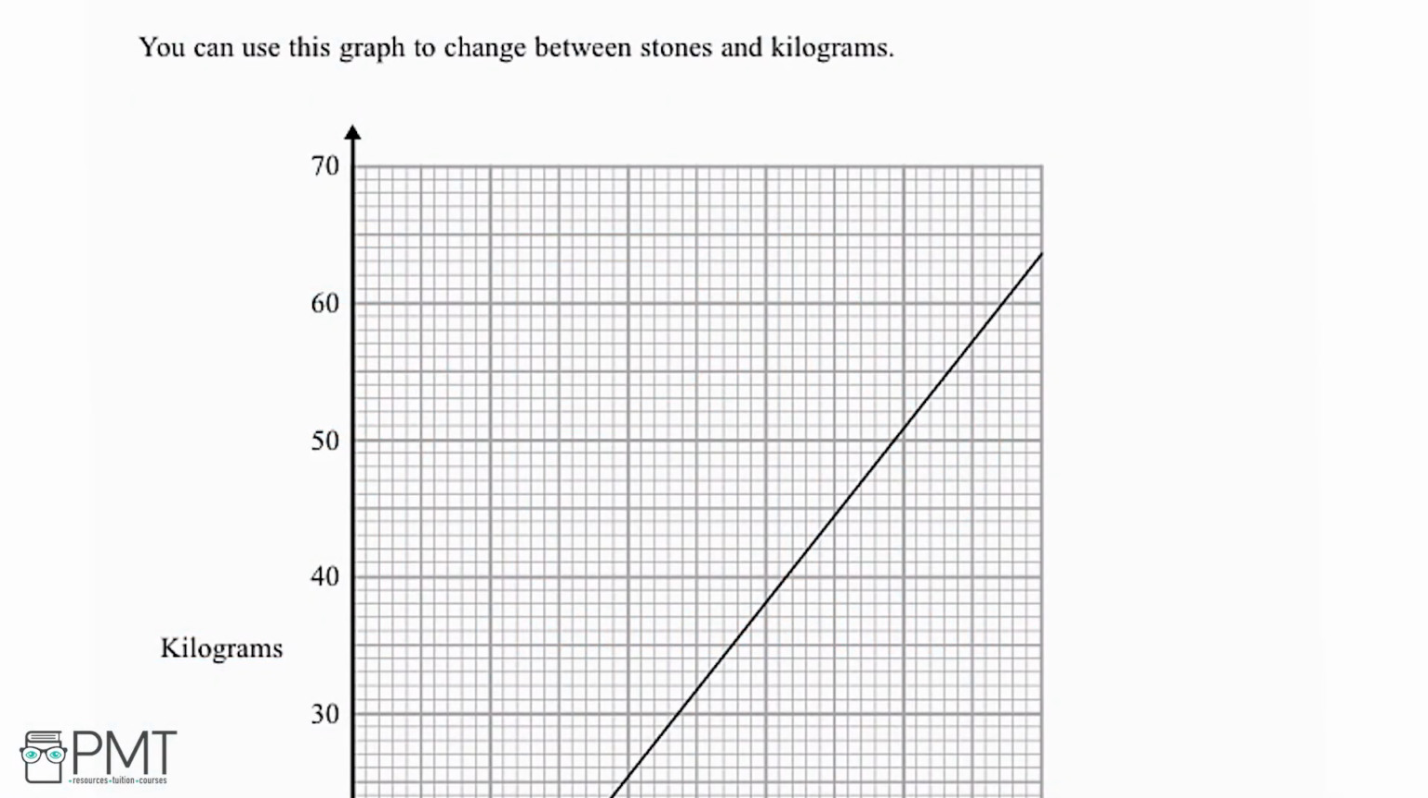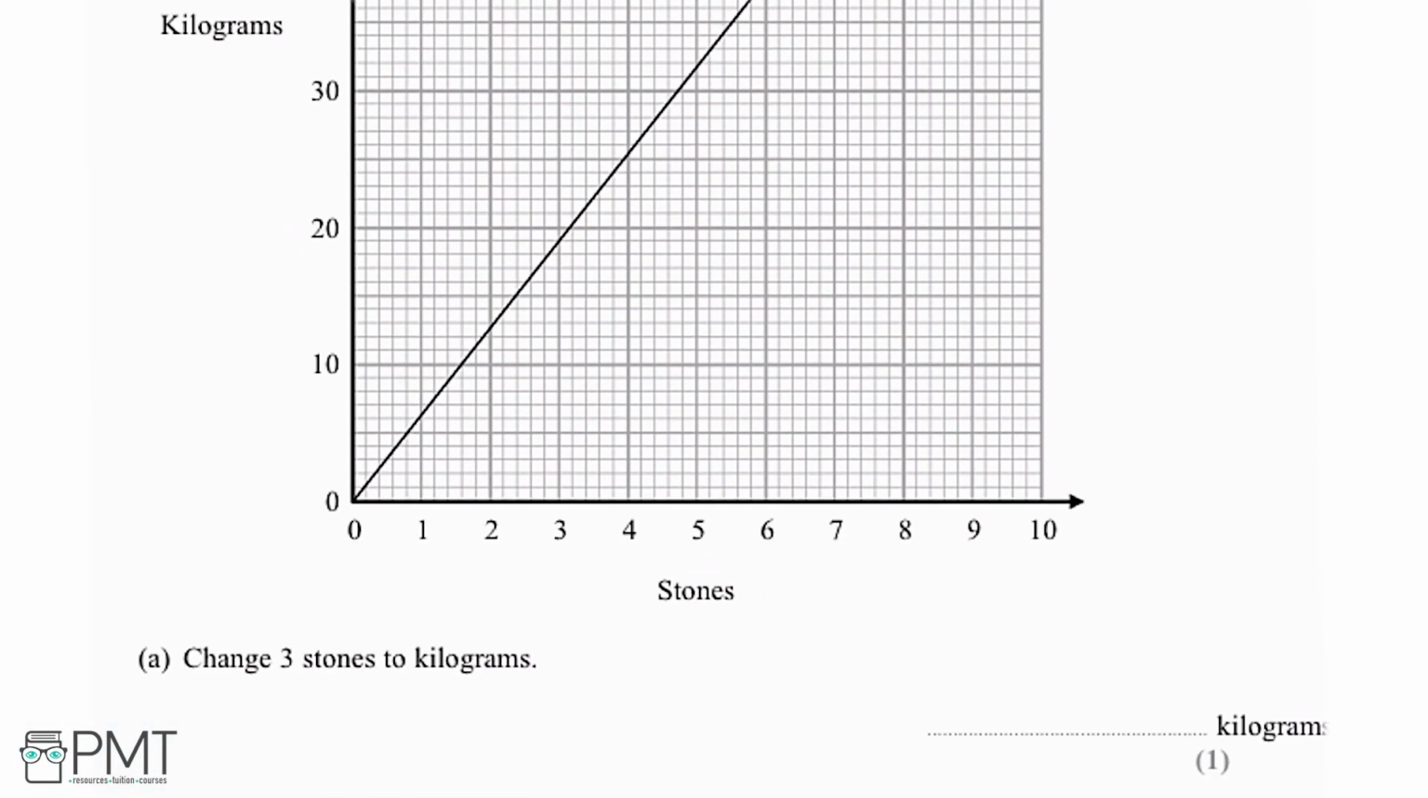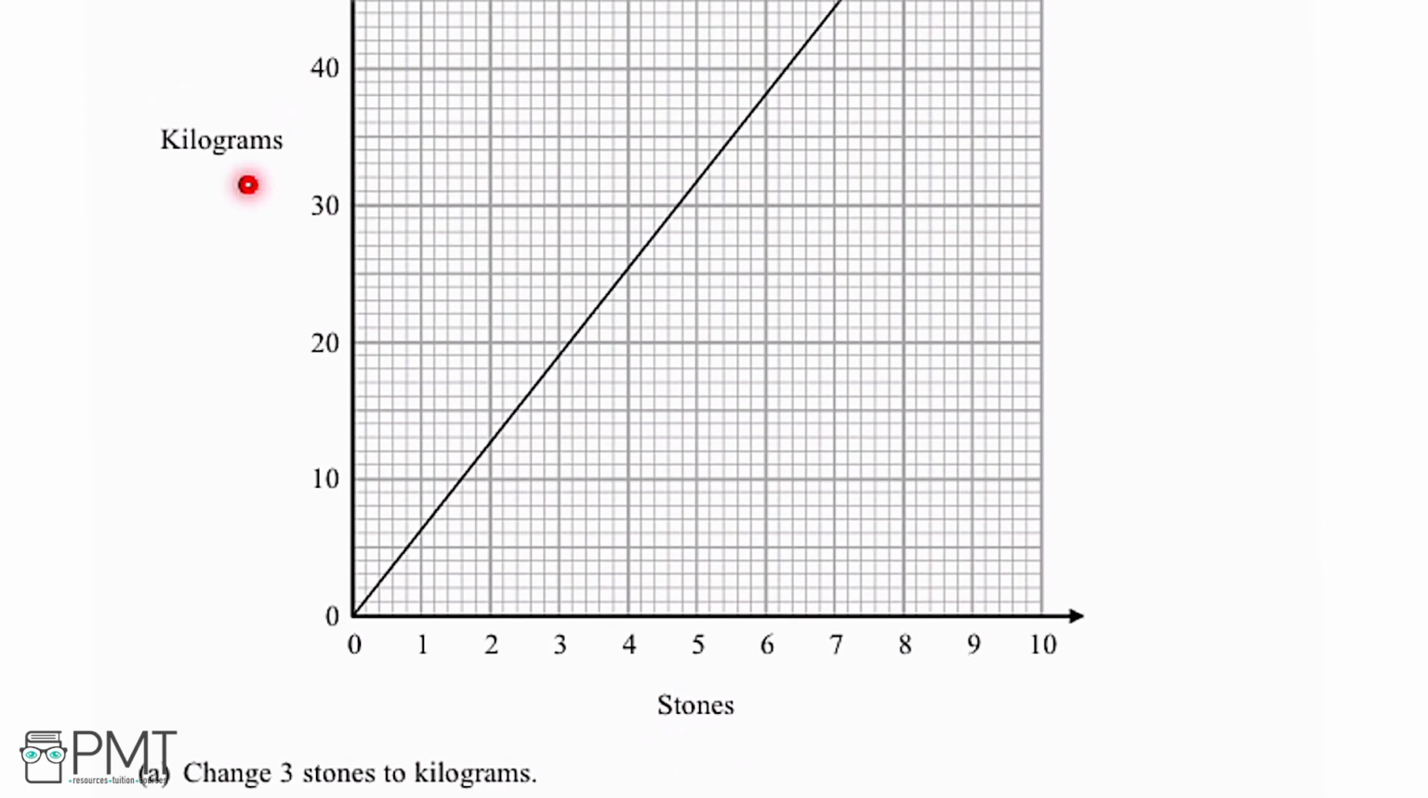We can use this graph to change between stones and kilograms. And in part A, we're asked to change 3 stones to kilograms. If we have a look at our graph here, on the x-axis we've got stones, and on the y-axis we've got kilograms. So if I want to change 3 stones to kilograms, first we need to look on our stones axis and find 3, so that's here.